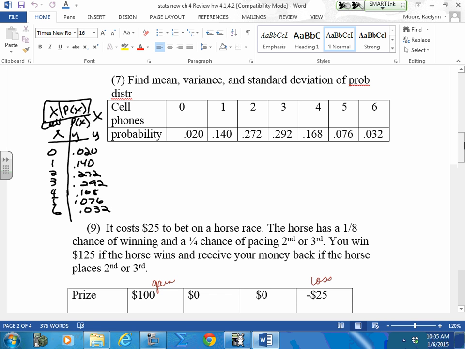Because you're used to your XY tables. The statistics books do a lot of the horizontal ones. I think it takes less space in your book. And it really does. It takes up less space than doing a long one. So either way you want to look at this is fine.